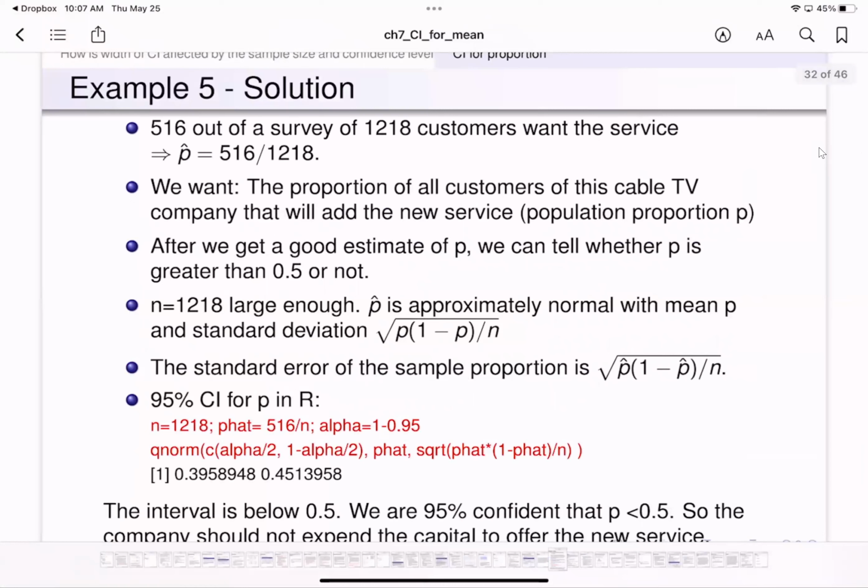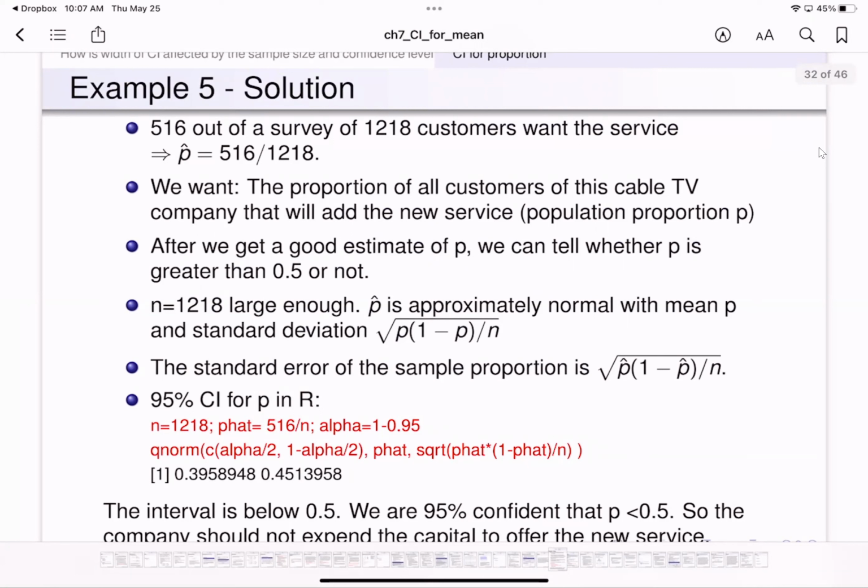Here, our p hat is 516 divided by 1,218, and we want the population proportion, so we use the estimated standard error and estimated sample proportion to give us the confidence interval. With n equal to 1,218, we use the normal approximation to the distribution. So p hat is approximately normal, which comes from the central limit theorem. Remember, p hat is simply the sample mean of those 0s and 1s.